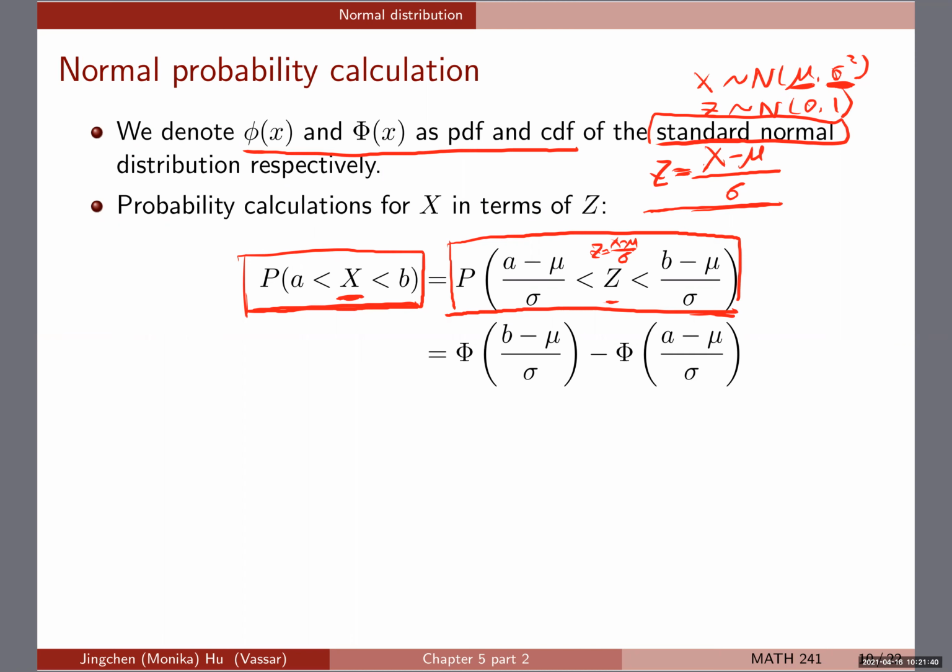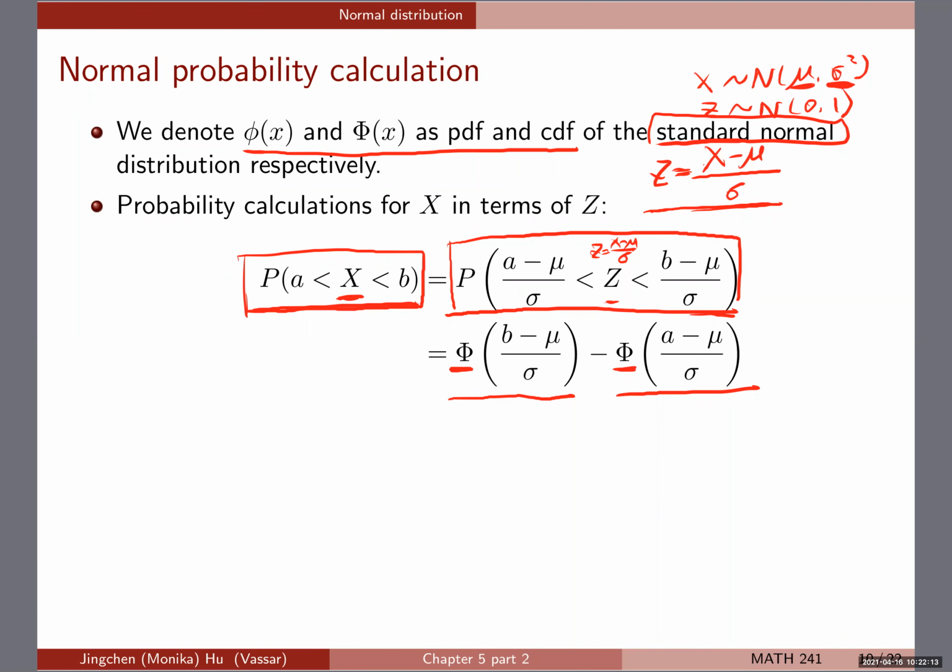So remember, whenever we're trying to get the probability of a random variable falling between two endpoints, it's equivalent to getting the CDF at the larger point minus the CDF at the lower point. That completes the steps. The reason we're doing this is that later you're going to see there is a standard normal probability table that you can consult, always about the standard normal distribution.